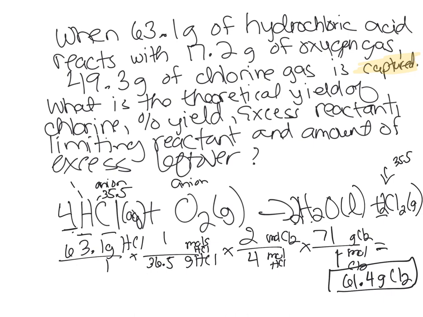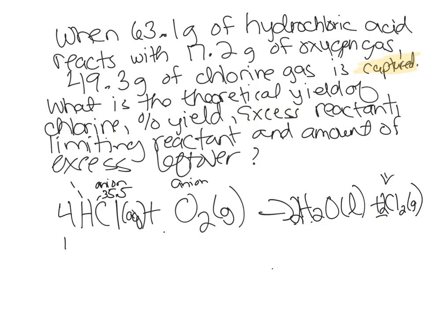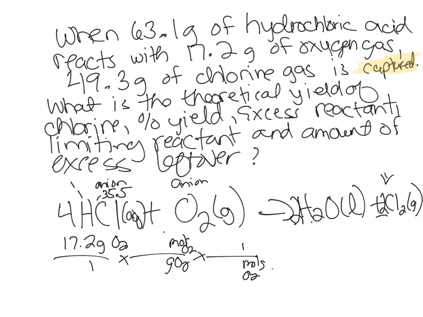So now we're going to go over to our 17.2 grams of oxygen gas. Our second one, we have 17.2 grams of oxygen over 1. Our grams of oxygen goes to moles of oxygen. Our moles of oxygen goes to moles of chlorine. And our moles of chlorine goes to grams of chlorine. So 1 mole is 32 grams. Oxygen is 16 on the periodic table, but there's 2 of them. That's where we get our 32.